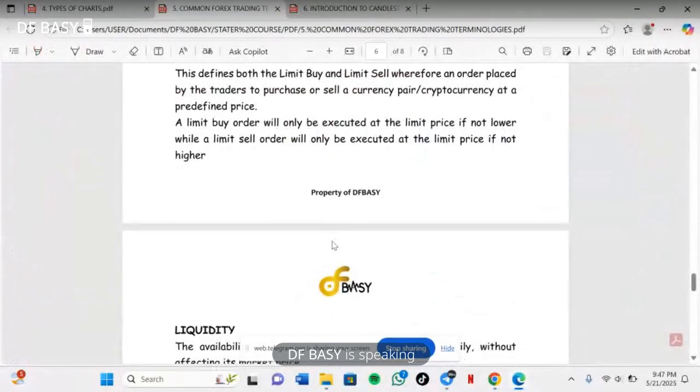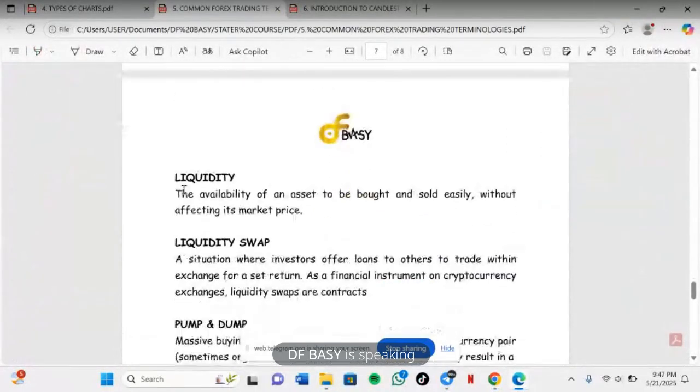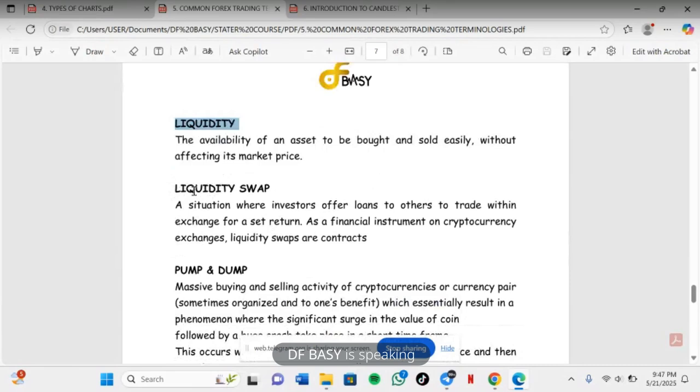Then we have liquidity. Liquidity is the availability of an asset to be bought and sold easily without affecting its market. Liquidity is simply money put in the market, the availability of cash flow in the market where others are in the market, right? A liquidity swap here is a situation where investors offer loans to others to trade within the exchange as a return. As a financial instrument on crypto exchanges, liquidity swaps are contracts.